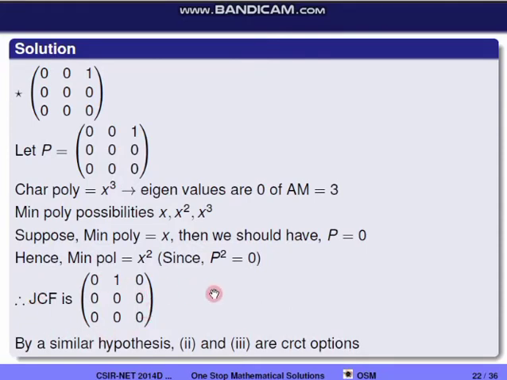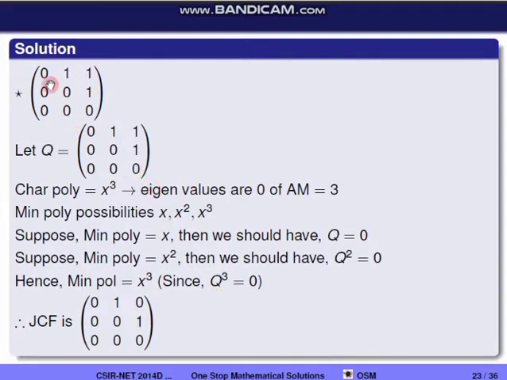Now we'll check the fourth option. The fourth option is 0, 1, 1, 0, 0, 1, 0, 0, 0. So I'm taking this to be a matrix Q. So the characteristic polynomial is x cube. So the eigenvalue is 0 of algebraic multiplicity 3. So minimal polynomial possibilities are x, x square, x cube. Suppose the minimal polynomial is x, then Q should be 0, but we are getting Q not equal to 0. So this cannot be the minimal polynomial. Suppose the minimal polynomial is x square, then we have to get Q square equal to 0, but we are getting Q square is non-zero.